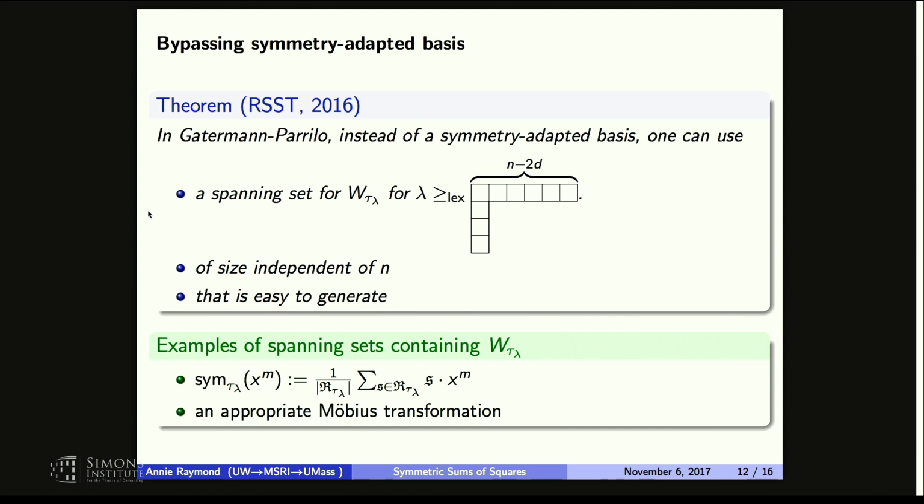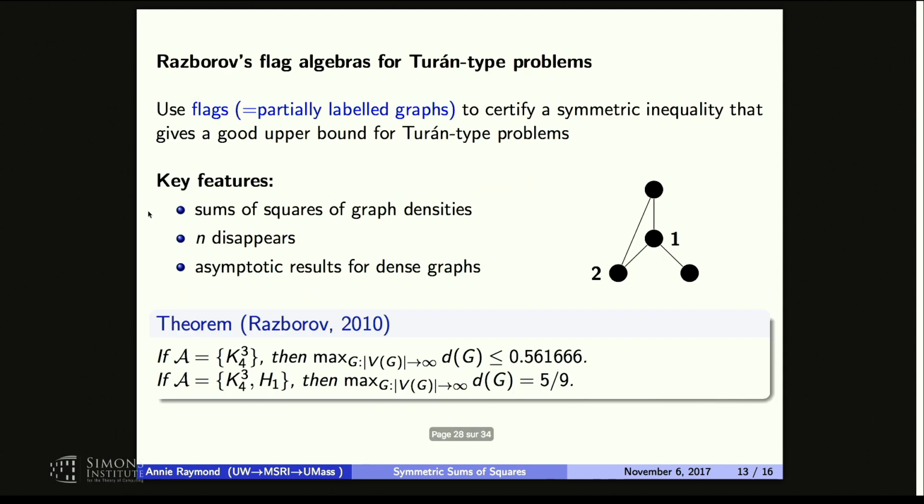Let me in 2 minutes tell you about how this links to the work on flag algebras. Razborov in the early 2000s introduced the concept of a flag, which for him is just a partially labeled graph. And so he uses this flag to certify symmetric inequalities that give good upper bounds for many types of problems, but to keep in spirit with this talk, Turán-type problems.